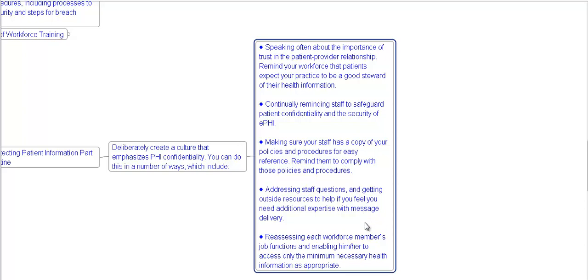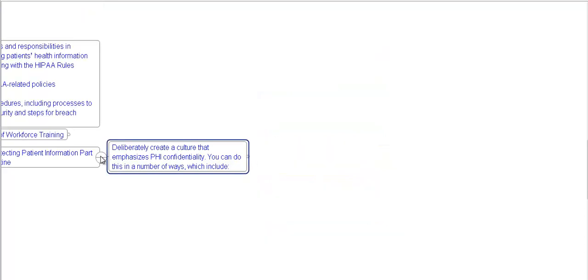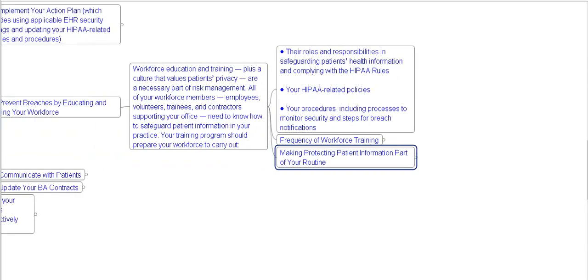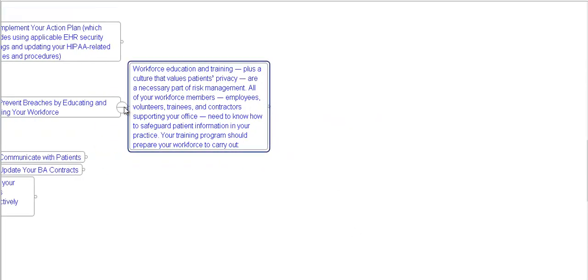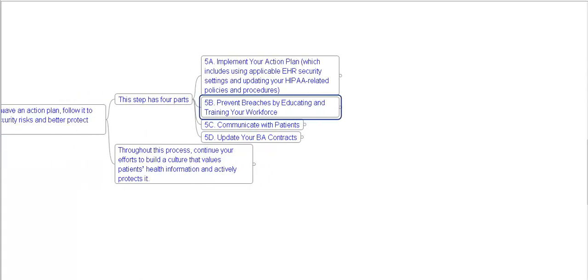Addressing staff questions and getting outside resources to help if you feel you need additional expertise with message delivery. Reassessing each workforce member's job function and enabling him or her to access only the minimum necessary health information as appropriate. And that's step 4. Now let's go to 5C.